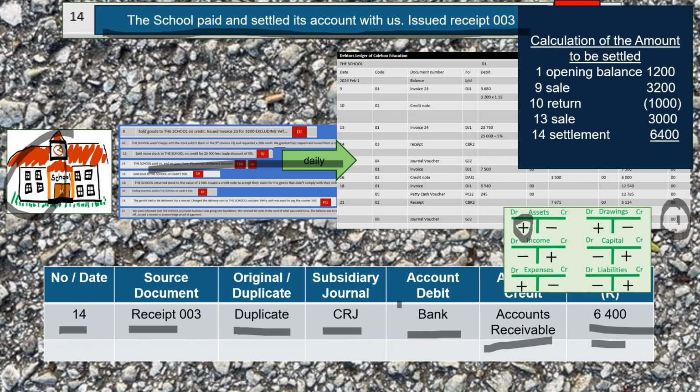We look for the opening balance plus the sale less the return plus the next sale gives us the settlement amount. You are going to have to calculate this amount by taking into account all the credit transactions that relate to the debtor involved. If that's not clear, you need to watch this video again. Right, let's move on.